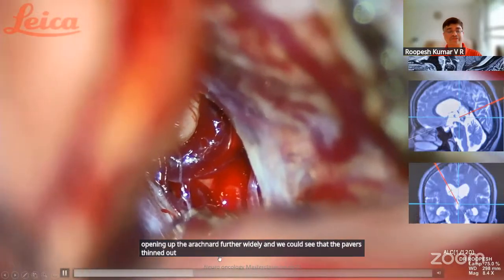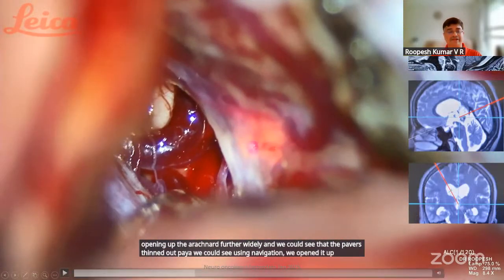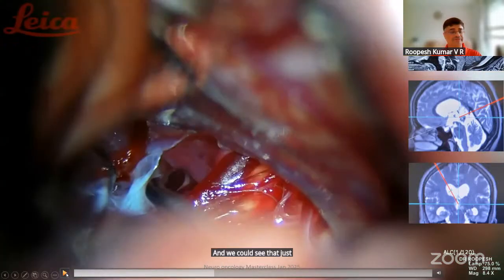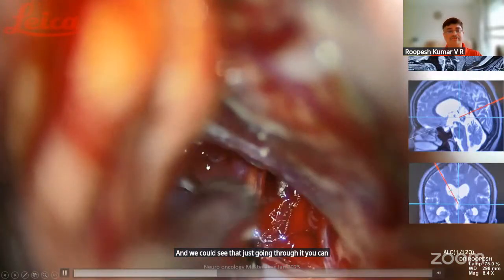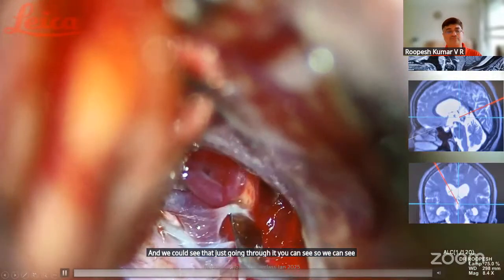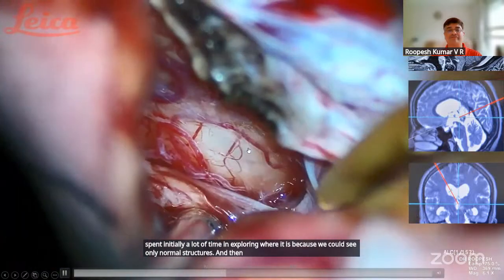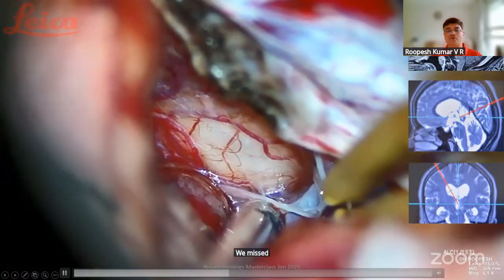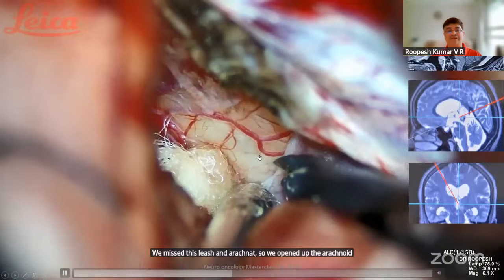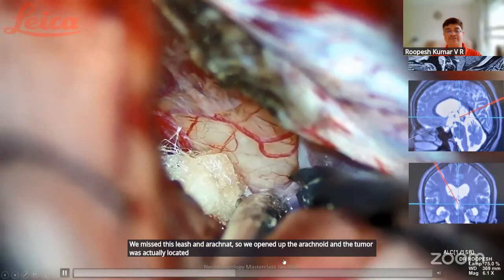We could see using navigation, we opened it up, and just going through it, we spent initially a lot of time exploring where it is, because we could see only normal structures, and then we missed this lesion. We opened up the arachnoid, and the tumor was actually located here, and with the help of navigation, we could reach the tumor.